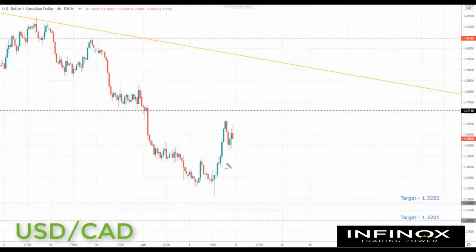We did start to get this pullback, and now any pullback in this area, any further pullback, is simply viewed as an opportunity to start to look for bearish setups in this market. And if we get the right kind of bearish setups in this market, we're going to be looking at initiating shorts down towards the next key of support to the downside in the target set at the 1.3282.